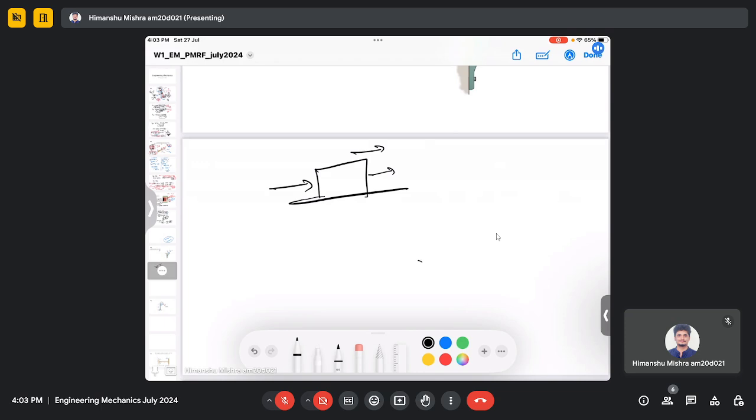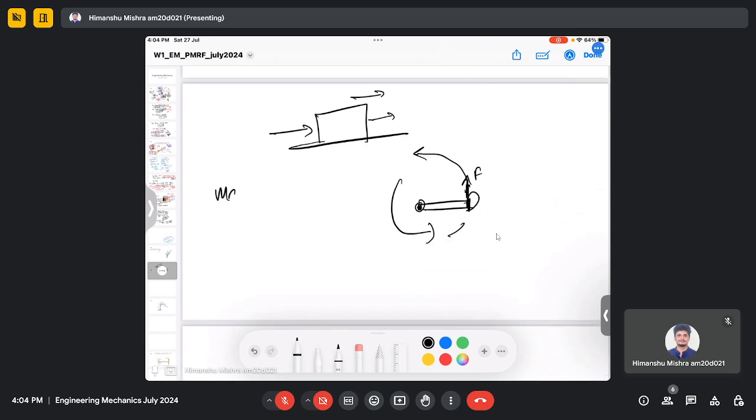So for example, let's say here you have a lever and you are trying to impart some force here with F, and this is fixed. So when you apply some force here, this can rotate in either direction depending on where you are applying the force. So to quantify this rotational tendency, we define the moment M.